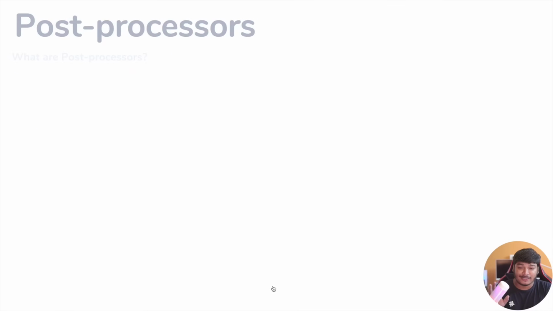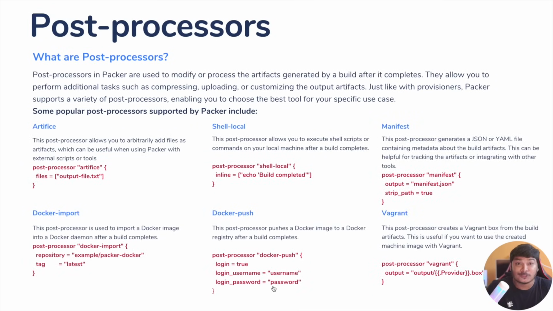Now that we have learned about the provisioner, let's learn about the post-processor, which comes after your build is done. So what are post-processors? Post-processors in Packer are used to modify or process the artifact that is generated by the build after it completes. They allow you to perform additional tasks such as compressing, uploading, or customizing the output artifacts. Just like the different provisioners Packer supports, it supports a variety of post-processors as well, enabling you to choose the best tool for your specific requirements.